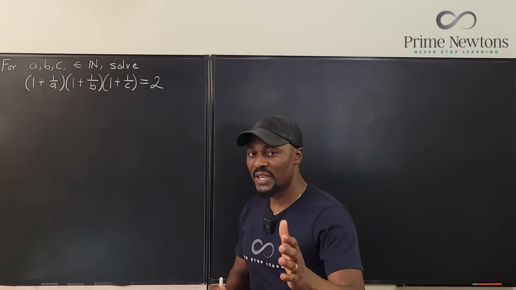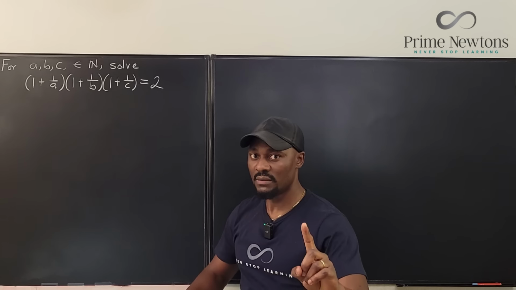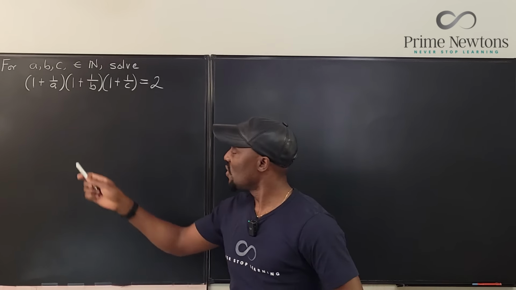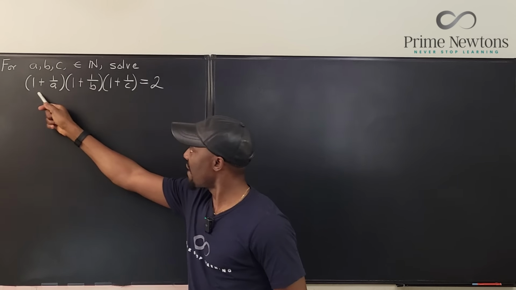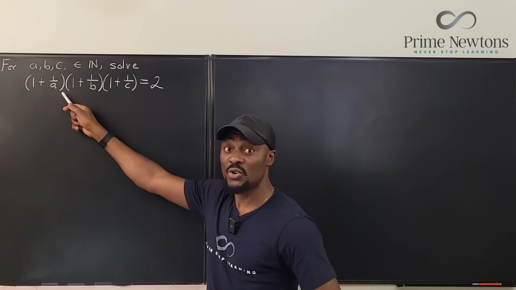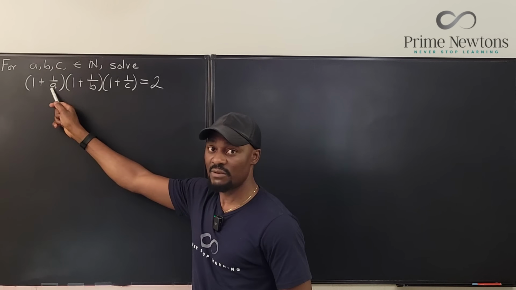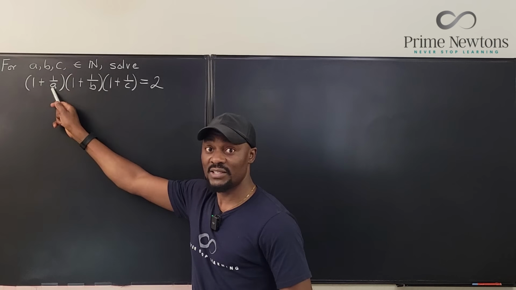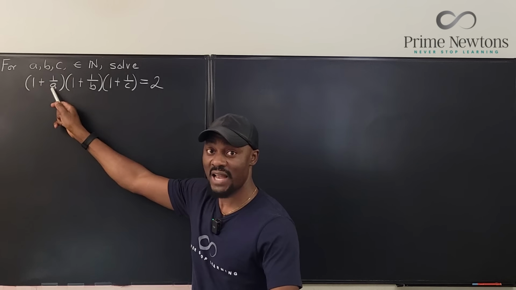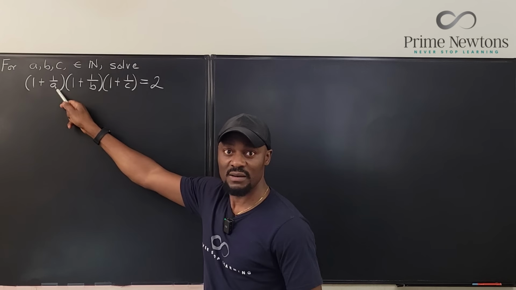Straight away, there's something you have to see, that none of these letters can be 1 because they're all positive. So it means this factor on the left-hand side is greater than 1 because this is 1 plus something. This can never be 0 because the only way this will be 0 is if A is infinity, but infinity is not a natural number. So there will always be something greater than 1 here.